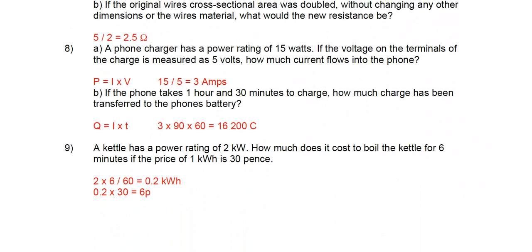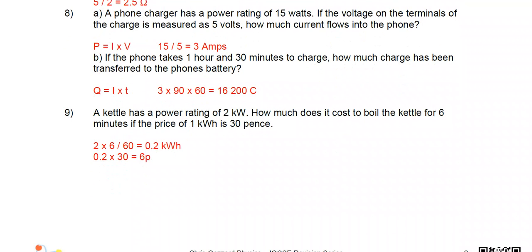Question 8, a phone charger has a power rating of 15 watts. If the voltage of the terminals of the charger is measured as 5 volts, how much current flows into the phone? Well, P equals I times V. So 15 divided by 5 is 3 amps. B, if the phone takes 1 hour 30 minutes to charge, how much charge has been transferred to the phone's battery? Well, Q equals IT, so 3 times 90 times 60, you get 16,200 coulombs.